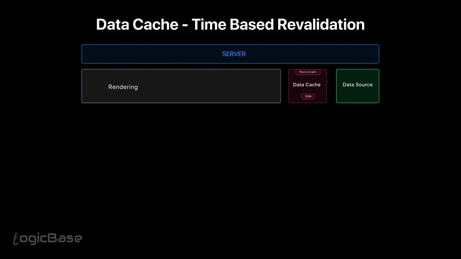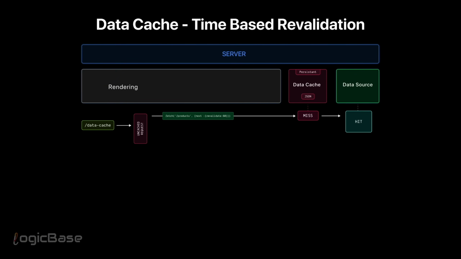This also happens entirely on the server side and outside the rendering phase. So here we have our data cache and here we have our data source. Now imagine someone hits a route. If it's an uncached request, meaning the very first request, what happens? Let's say someone makes a request and in the next.revalidate property, we have set it to 60 seconds. So what happens first is it will obviously be a cache miss. Then it hits the data source. Once it fetches the data, it sets the data inside the data cache. And at that moment, the client who made that first uncached request gets their response.